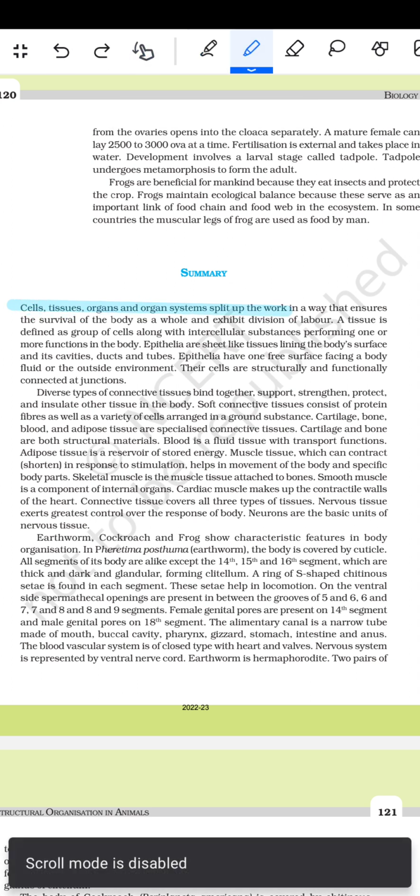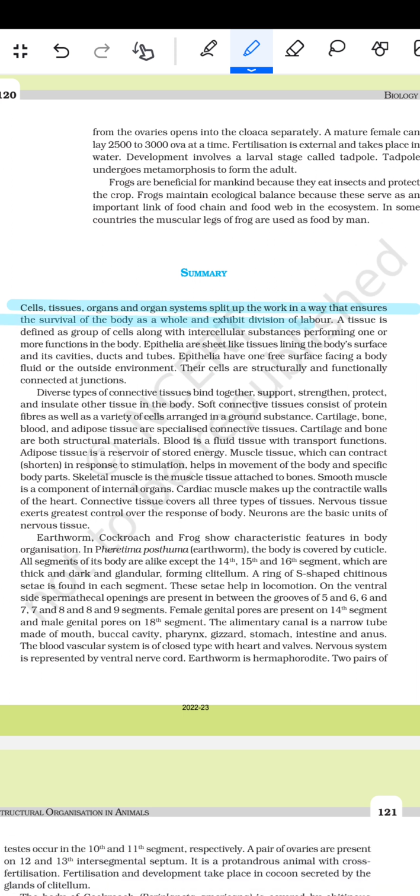Cell, tissue, organ and the organ system split up the work in a way that ensures the survival of the body as a whole and reduces the burden of labor. A tissue is defined as a group of cells along with the intercellular substances performing one or more functions in the body. Epithelial cells are the sheet-like tissue lining the body surface and its cavities, ducts and tubes. Epithelia have one free surface facing a body fluid or the outside environment. Their cells are structurally and functionally connected at the junctions.